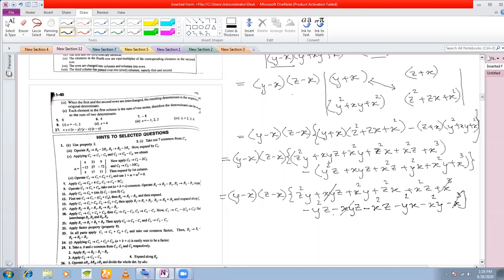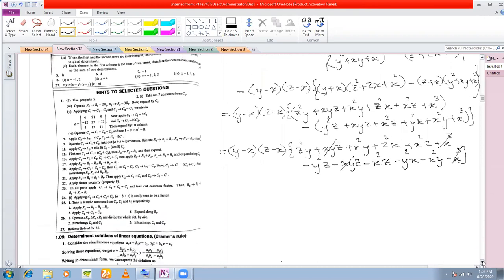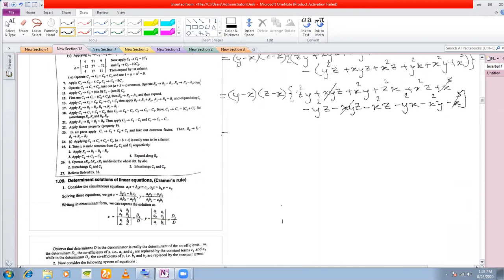Anything else? Anything else cancels? Z square y? No, I don't think anything else cancels. No, nothing cancels. Then it has to be factorized. This has to be factorized. How do you factorize this?